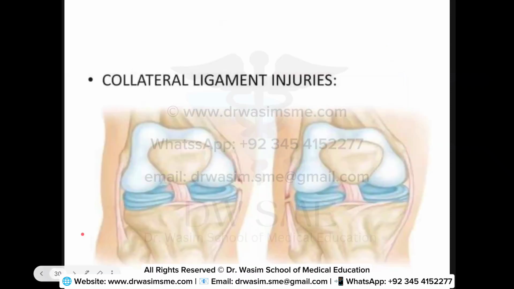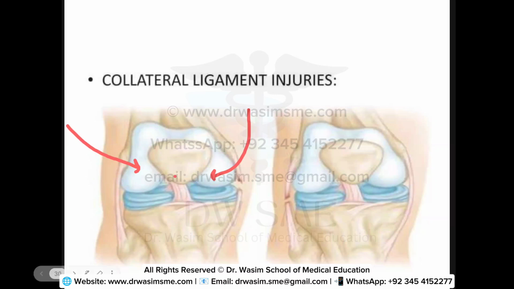So next up we have the collateral ligaments. So these collateral ligaments can also be damaged. Now there is a very important concept. If the force is from the outside to inside, it will damage the medial side. But if the force is from inside to outside, it will damage the lateral ligament. So that is very important. So outward to inward force is going to damage the MCL, whereas inward to outward force is going to cause a tear in the lateral ligament, that is otherwise known as the LCL.